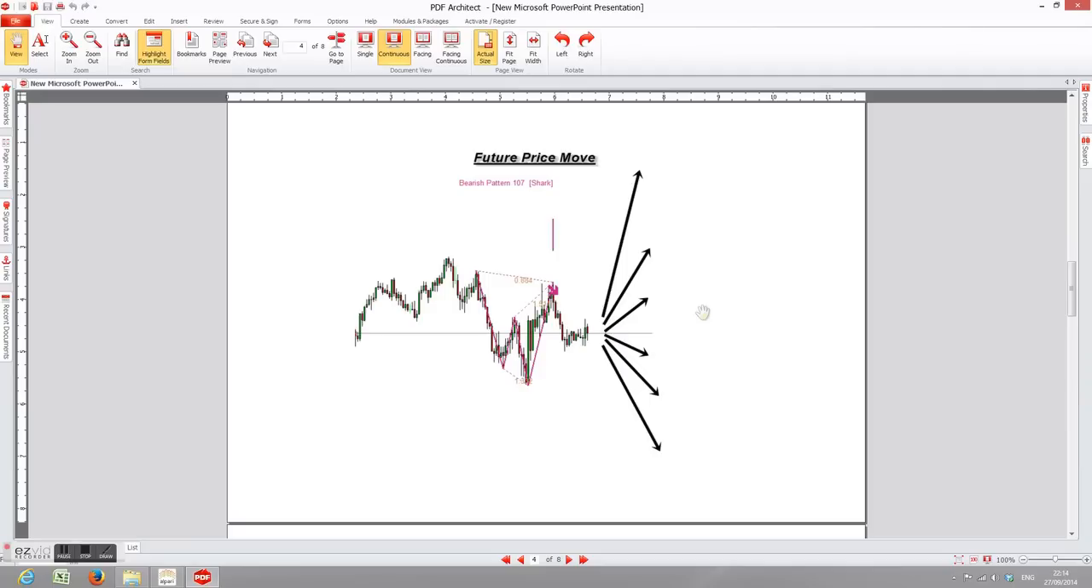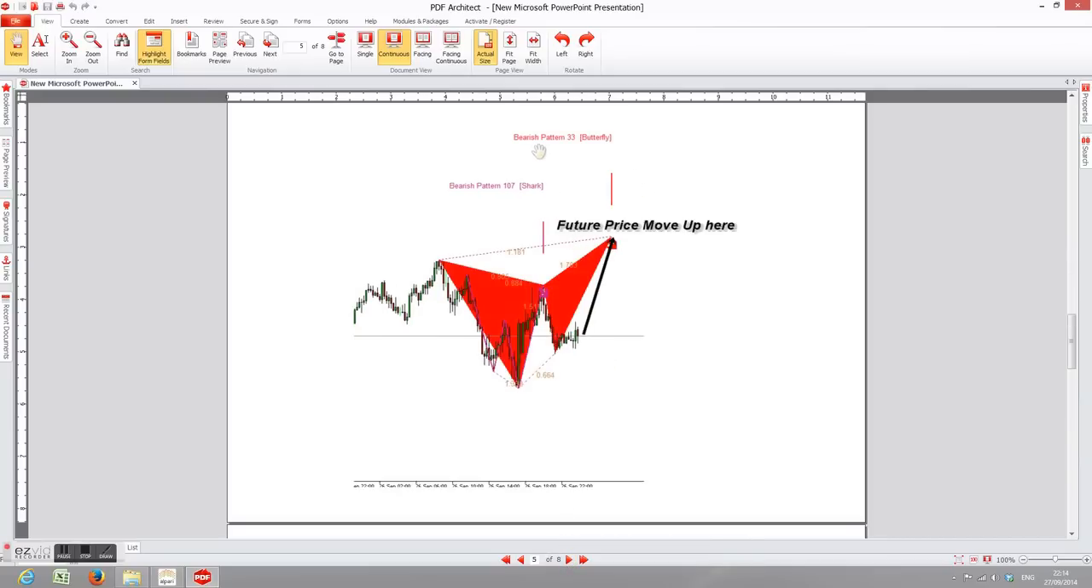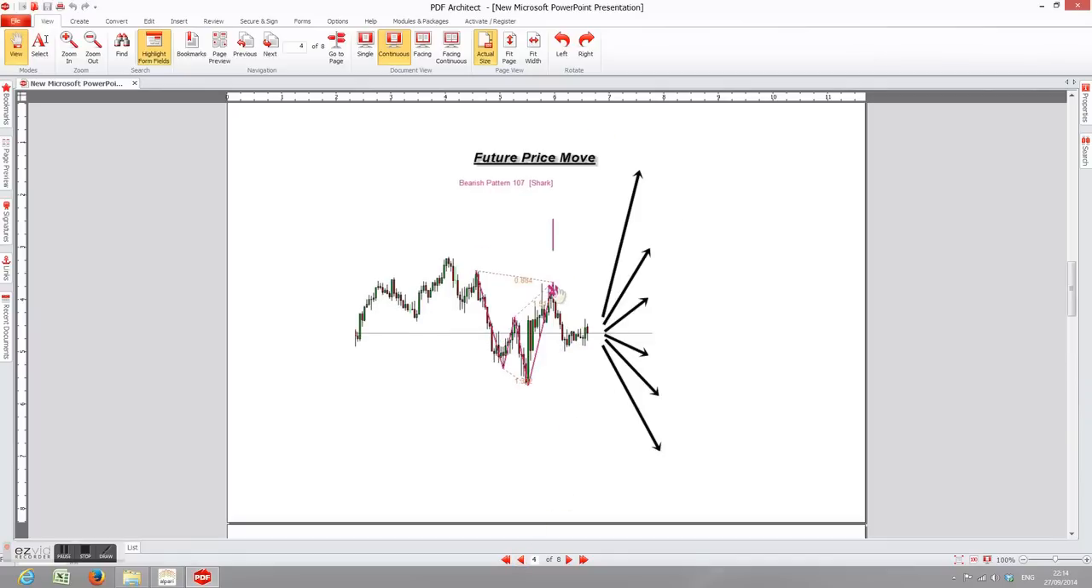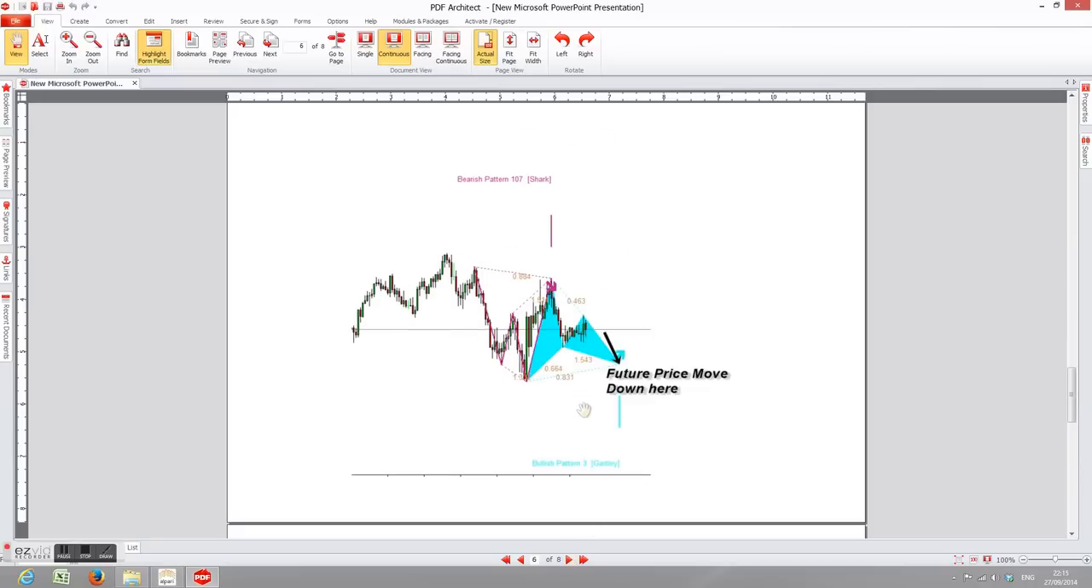Just say, for example, we have a bearish Shark pattern formed at the moment. We don't know how the price will evolve in the future. For example, if price moves up to this point, like this, we will actually have a bearish Butterfly pattern. However, if from here price moves down to here, then we might have a bullish Gartley pattern. Now you can probably start to see what I mean by scenario planning.